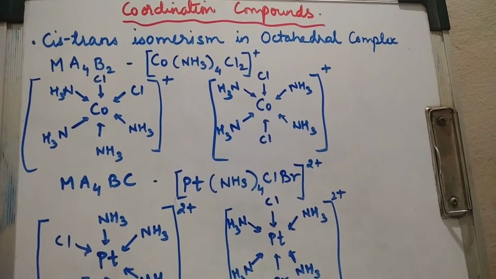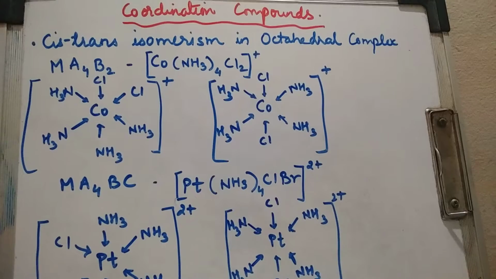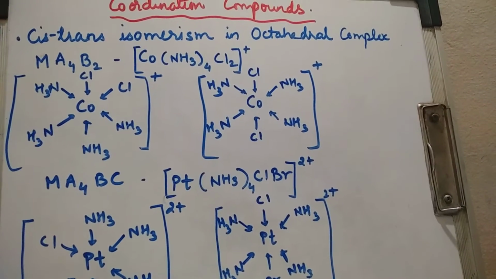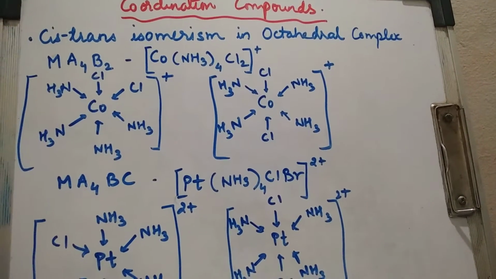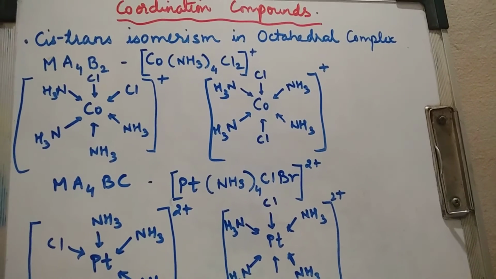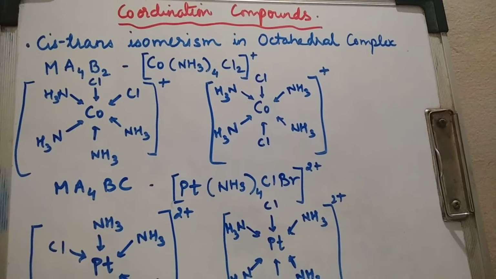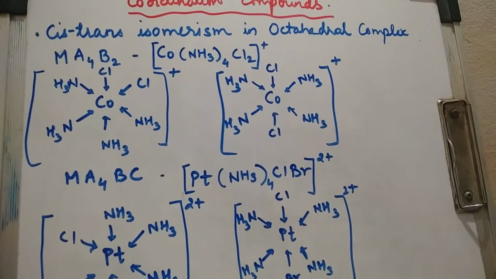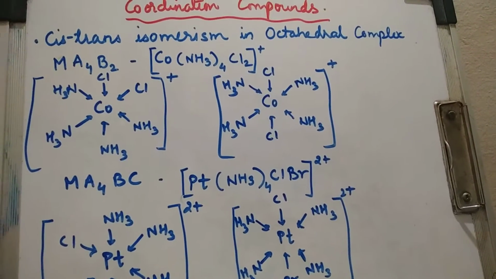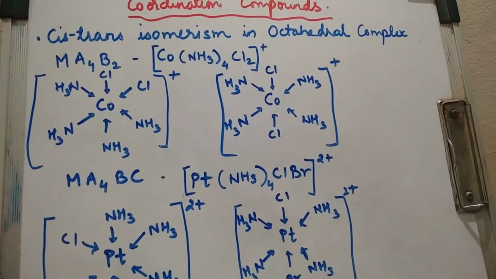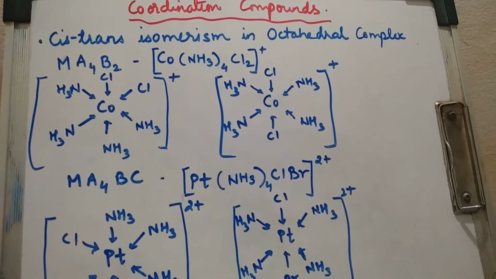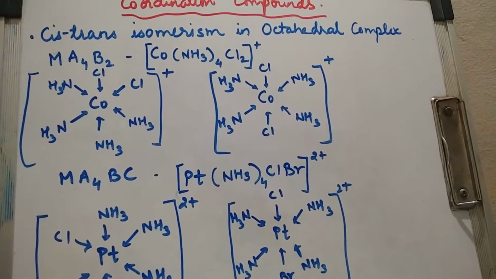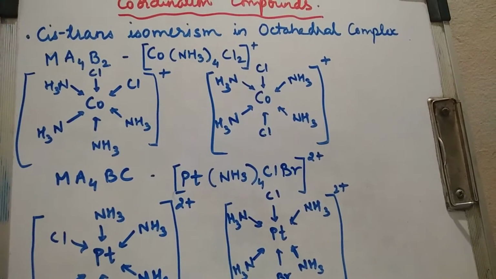In the last part of the video, we saw the cis-trans isomerism in square planar complexes. Now today we'll see the cis-trans isomerism in octahedral complexes. In an octahedral complex, you will find that the central metal atom or metal ion is bonded to 6 ligands. It forms an octahedral complex.